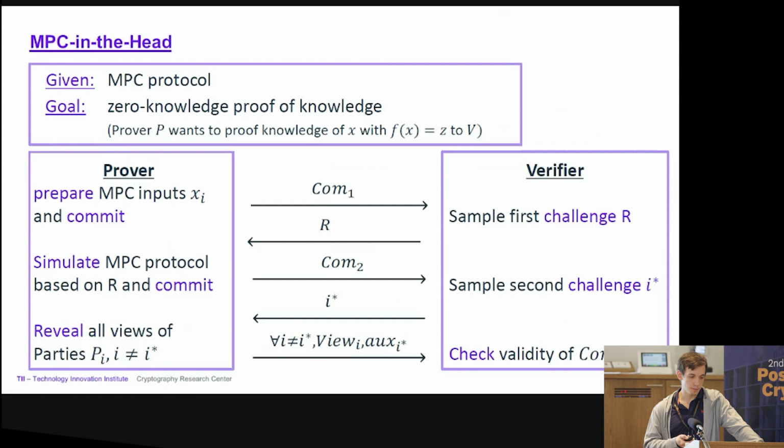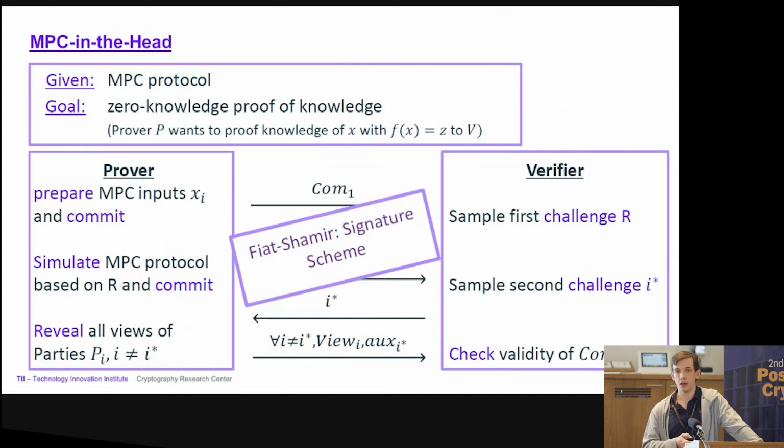Okay, this is how the MPC arrives at a zero knowledge proof of knowledge. Then we repeat the protocol to obtain a negligible or small soundness probability. And on top of that, we apply the Fiat-Shamir transform to obtain a signature scheme. And this is how the MPC in the head paradigm works to construct a signature.